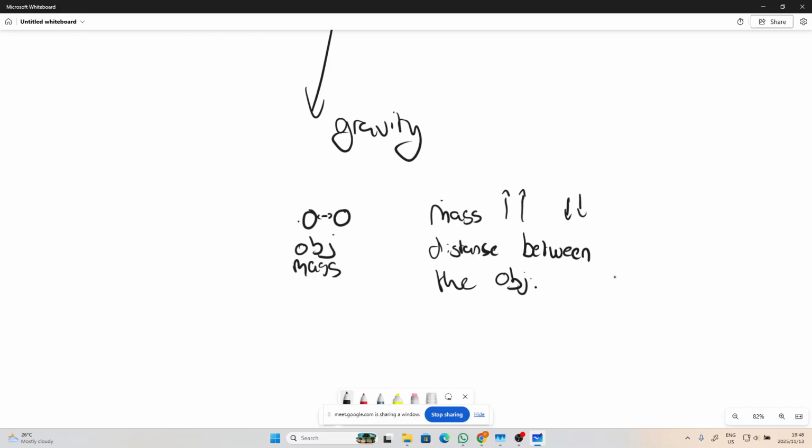The distance between objects also matters. If I am far away enough from Earth, gravity no longer affects me. So as the distance increases, gravity decreases. As the distance decreases, gravity increases. That's why if I'm in the deep ocean, gravity will affect me more than if I was standing here in shallow waters, because I'm closer to the object.